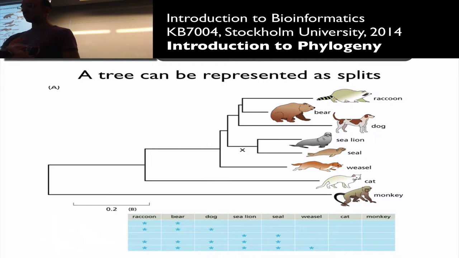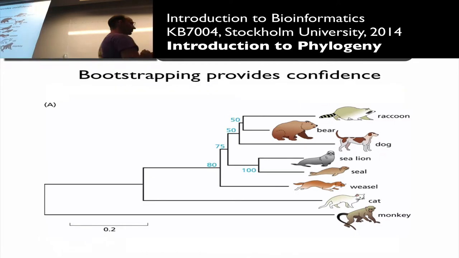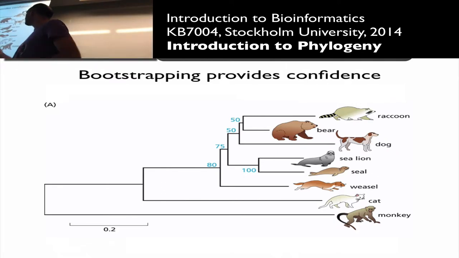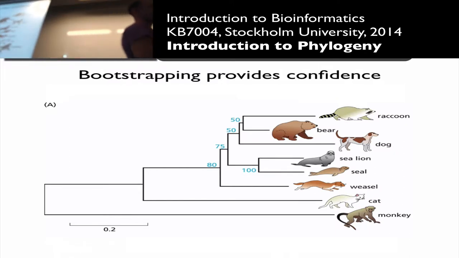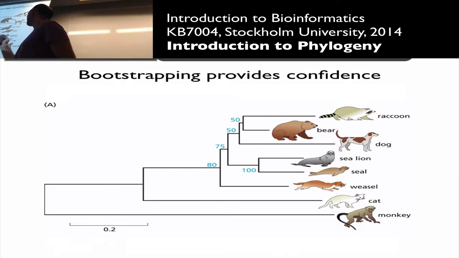So often what you do is called bootstrapping. You divide your data in different ways, or you make trees in different ways. Maybe you make 100 trees, and you study how often you find this split here. So this split is found in 100 out of 100 trees, but this one is only found in 50 trees, and this one in 50 trees. So that is probably not very reliable. It's difficult to say if the bear is more similar to the raccoon or to the dog. That is only a 50% chance to find that. But it's clear that the sea lion and seal are most related to each other.